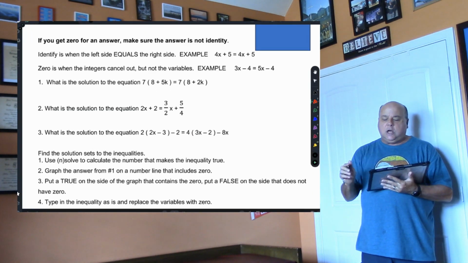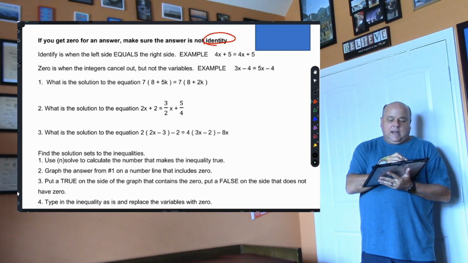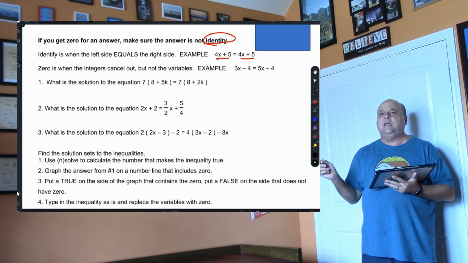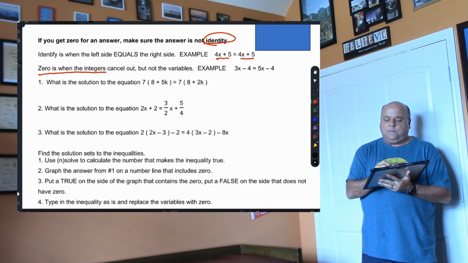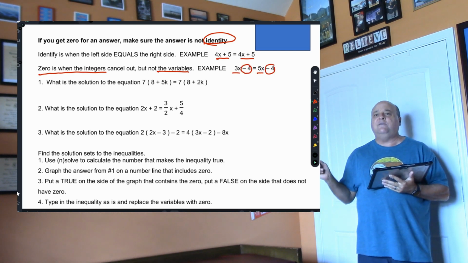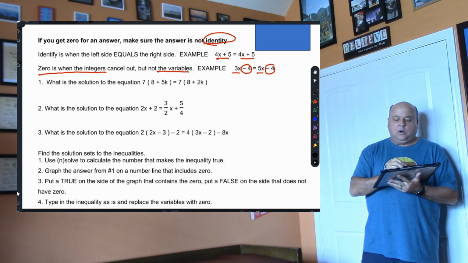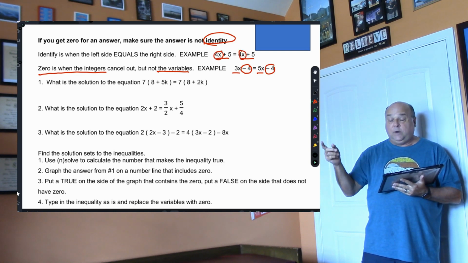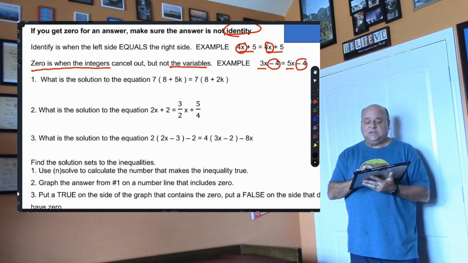The first thing we need to know is about identity and if it's zero. An identity is when the left side equals the right side. Notice it's the same exact thing. Your letters are going to be the same. Zero is when the integers cancel out, but not the variables. Notice the negative 4's are the same, but the 3x and 5x aren't. We're going to go over that in a minute. Just remember, in an identity, the letters are going to be the same. If it's zero, then the integers will be the same, and you'll see that in a minute.